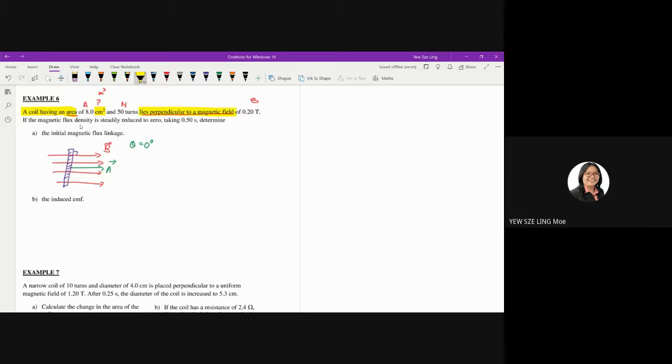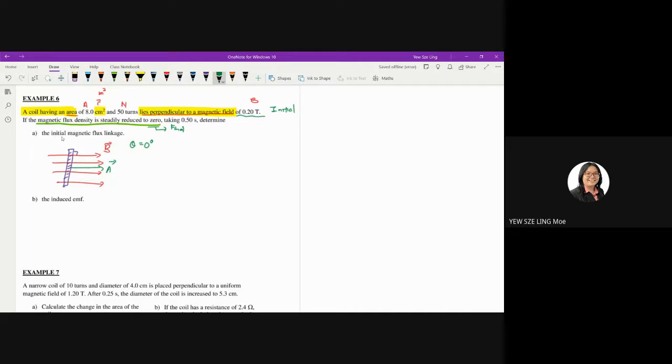If the magnetic flux density is steadily reduced to 0, so what does it mean? It means this is the initial value, and then this would be the final value, taking time 0.50 seconds. So determine the initial magnetic flux linkage.